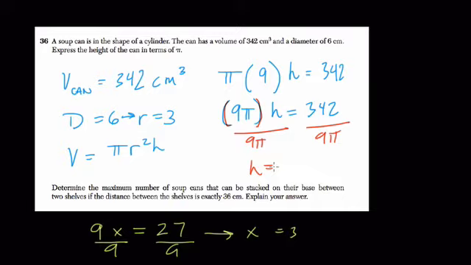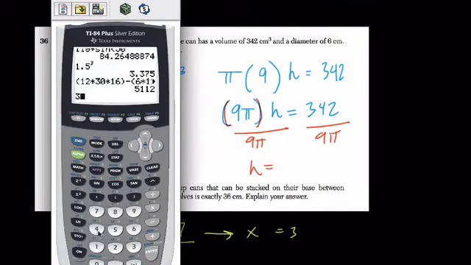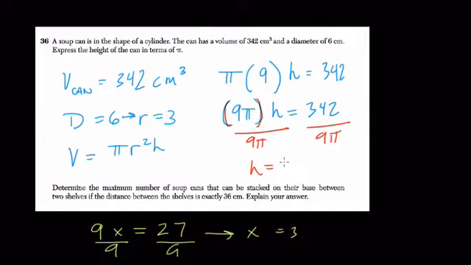So h equals 342 divided by 9 pi. But 342, 3 plus 4 plus 2 is 9. So we know that 9 goes into 342, so we can reduce. 342 divided by 9 is 38. So it's 38 over pi, and that's our height in terms of pi.